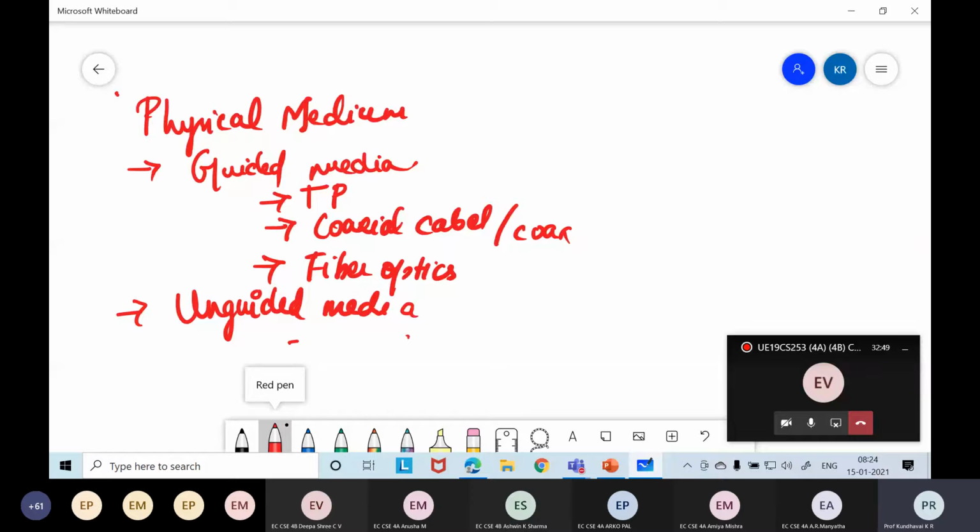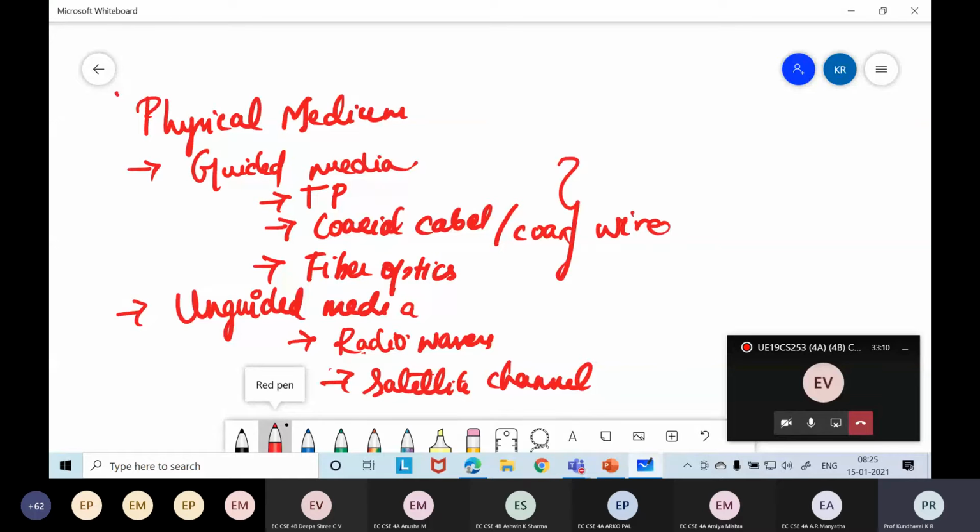Unguided media, there are two. One is radio waves or radio channel. The other one is satellite channel. So now you can see, whichever is wired falls under guided, whichever is wireless falls under unguided media. All right, so physical medium: guided, unguided.